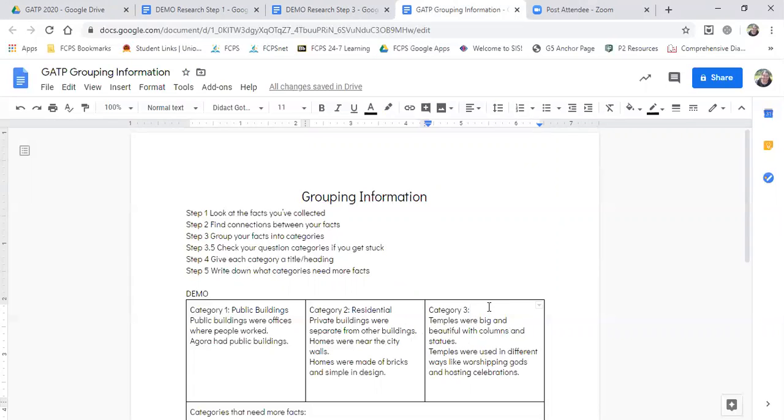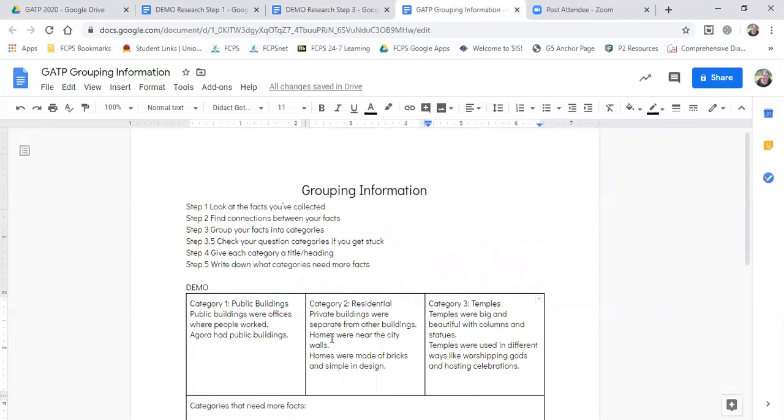And then this one was more the temples, and that's more of the artistic side of these buildings that were really just used for special occasions. So maybe they had more of a thoughtful design and more of an artistic design to them.